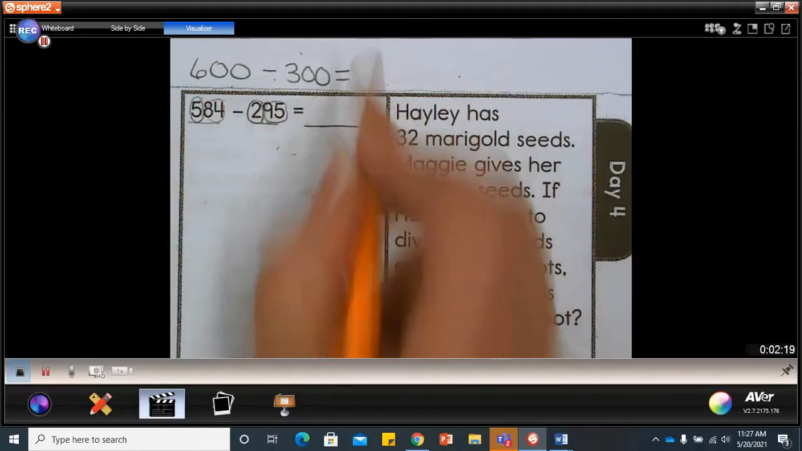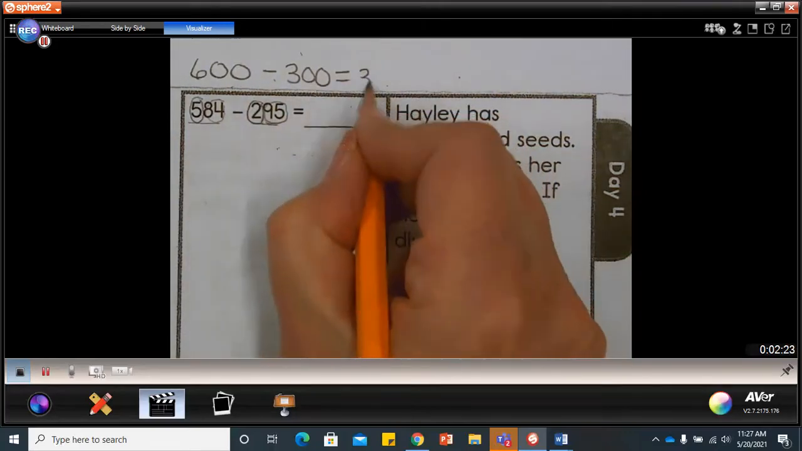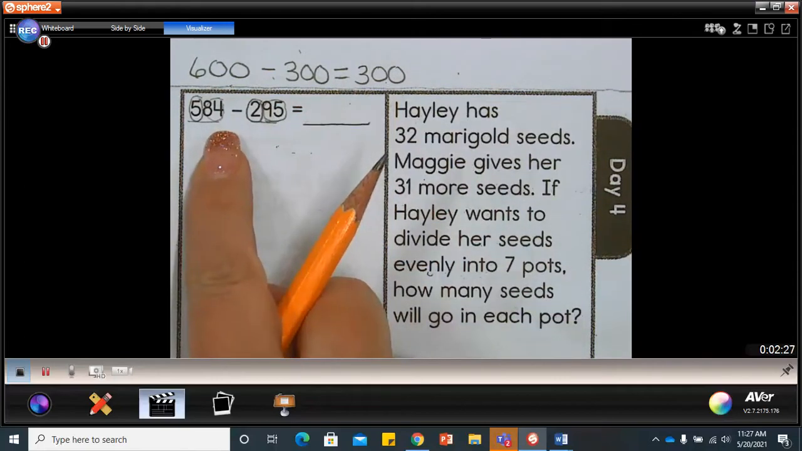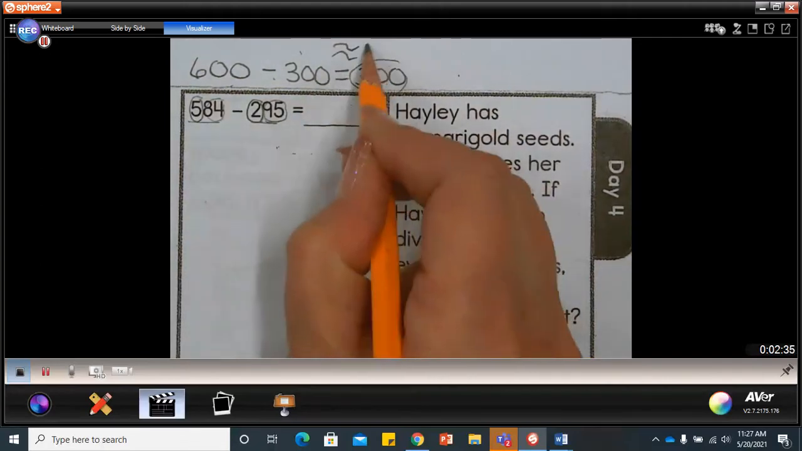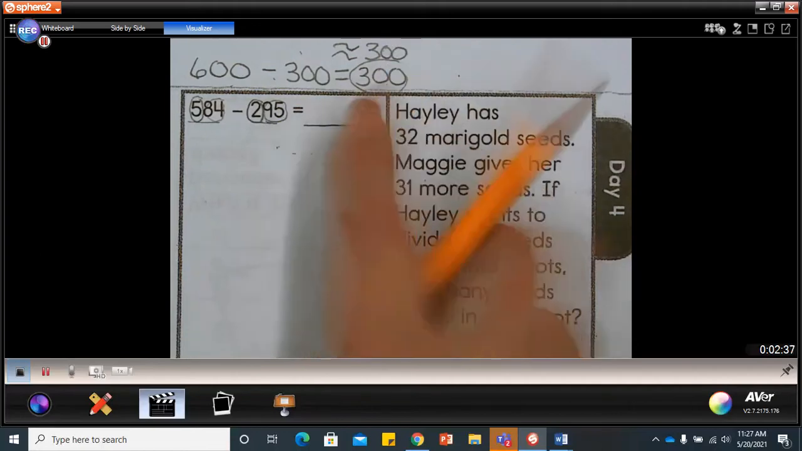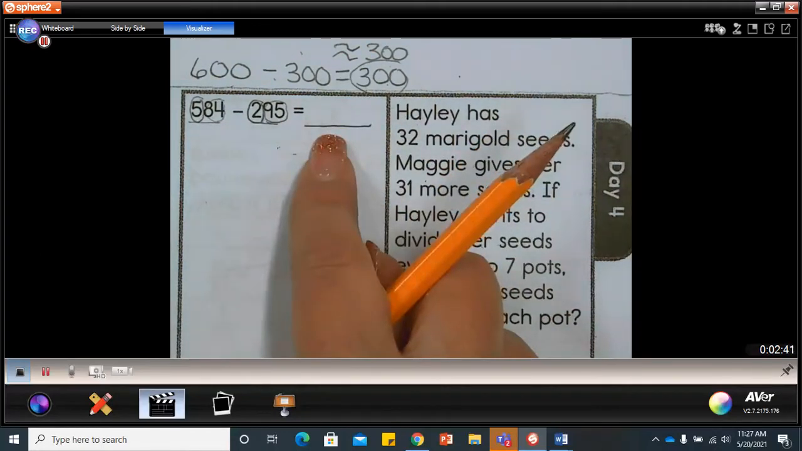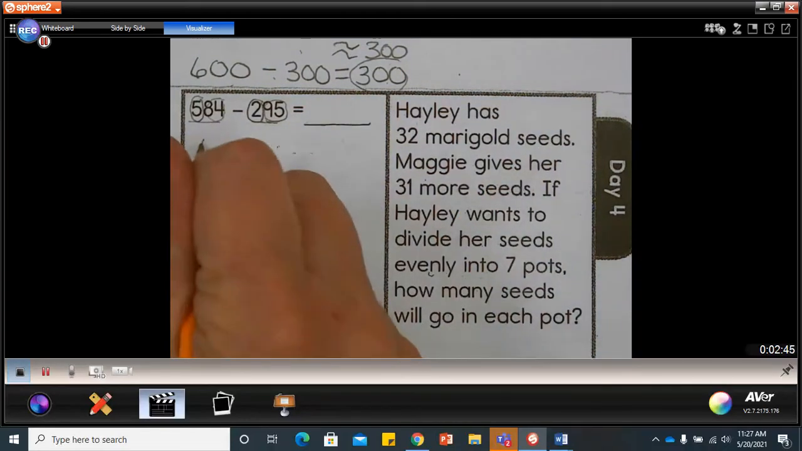Now let's take that 600 and subtract 300, and you get a difference of 300. So when I find the exact difference between these two numbers, it should be close to, or about, 300. Remember, this is our little about symbol. This is going to be about 300. So let's see if that's true.